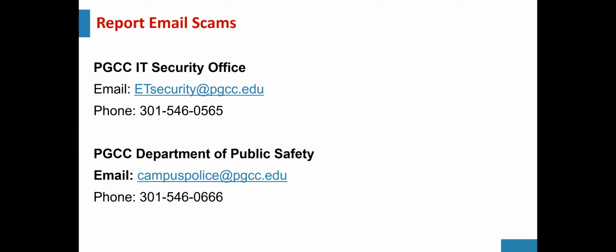Do you see the emails displayed on the screen? You're going to send an email to campus police at pgcc.edu, and you can also copy etsecurity at pgcc.edu. If you want to copy me as well, because I know you have my email address, you can do that. Explain everything in your email, or you can give them a call to let them know that you're a victim of the recent email scam, and let them know what information you provided the scammer, and that you need assistance in what to do regarding that.